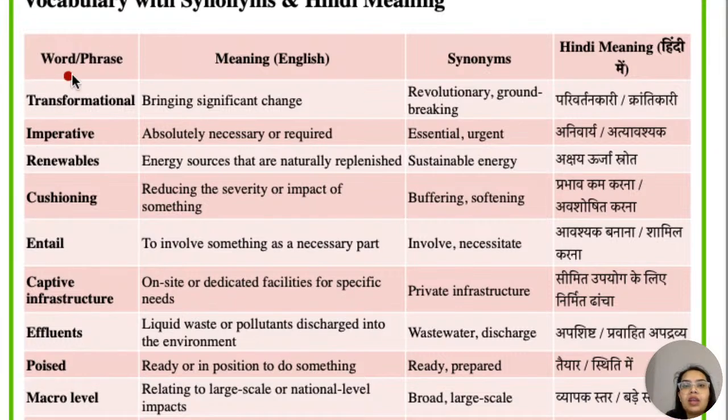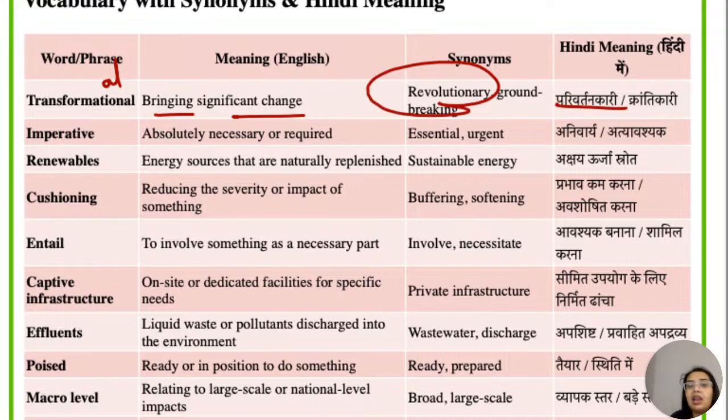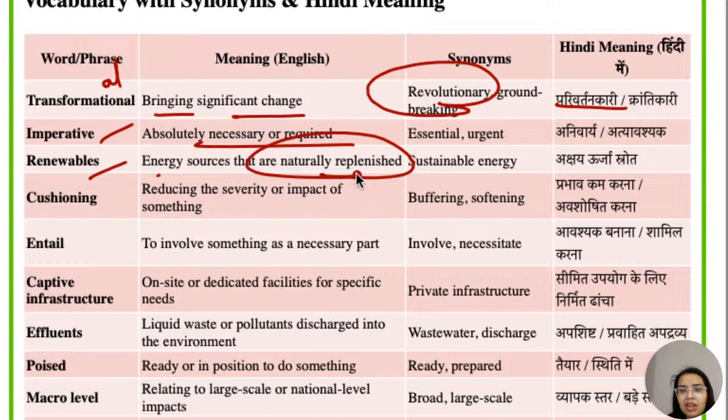Transformational. Noun plus al gives you adjective, something that is bringing significant change. Revolutionary, it brings a big change. Imperative is another adjective that means something which is absolutely necessary, essential, urgent, it must happen. Renewables, energy sources that are naturally replenished. Sustainable energy, we will not have to stop, they easily renew.